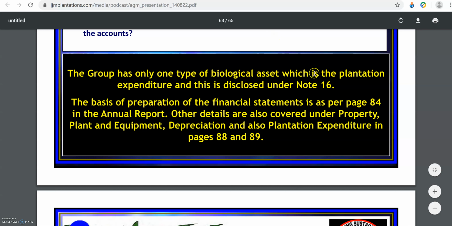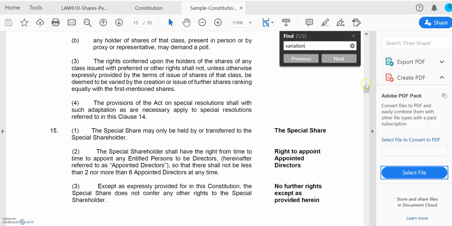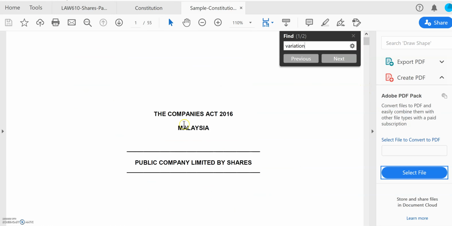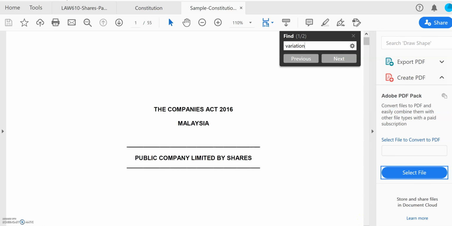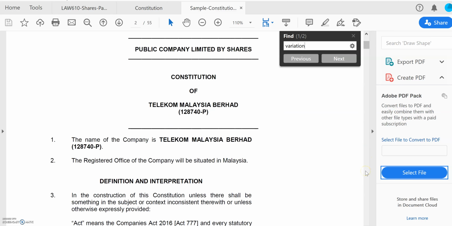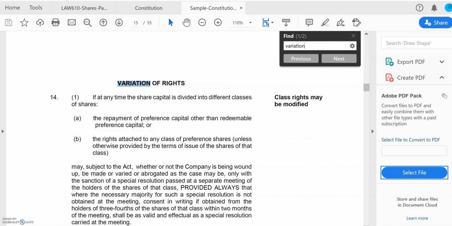Before I end this special video, I would like to show you this particular sample of a constitution. Remember, we did our variation. For this company, this is the company constitution under the Companies Act 2016. A Malaysian public company limited by shares, this is the constitution of Telekom Malaysia Berhad. You can download yourself. Can we just try to look for variation? There's a special section, special clauses on variation of rights. Class rights may be modified. And then there are some provisions.